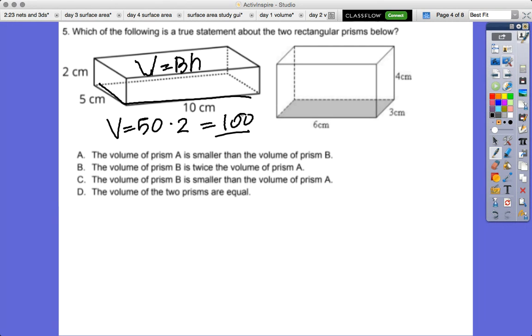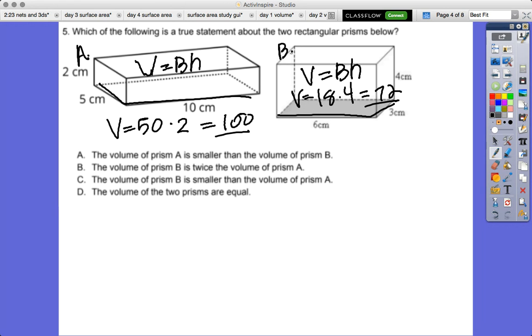Now I'm going to find the volume of this shape right here. It's a general prism once again, so the volume is going to be the area of the base times the height. The area of the base is going to be 18, because 6 times 3 is 18, times the height of 4, and we get 72. So prism A has a volume of 100, and prism B has a volume of 72.